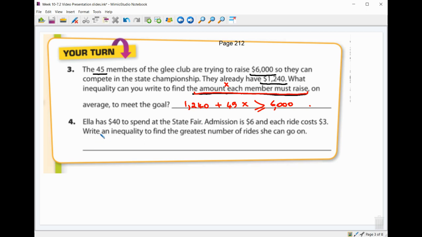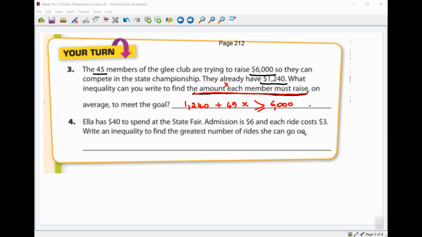All right, Ella has $40 to spend at the state fair. Admission is $6 and each ride costs $3. Write an inequality to find the greatest number of rides she can go on.